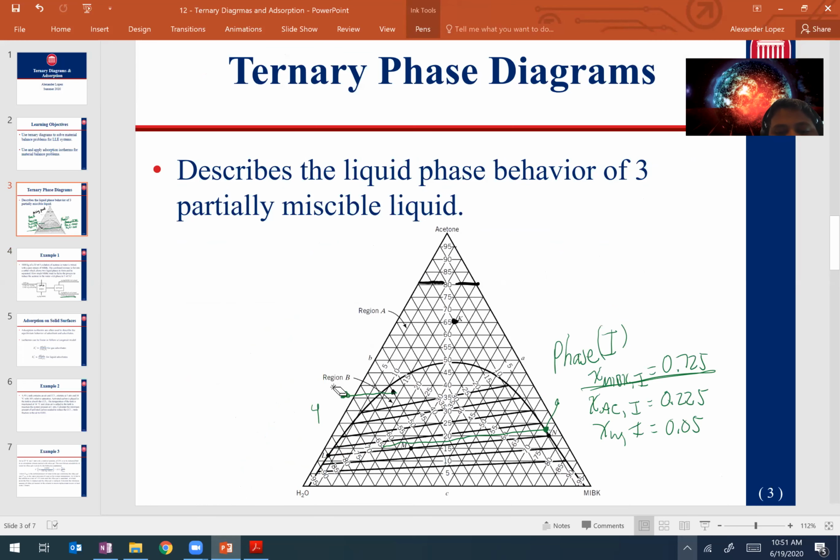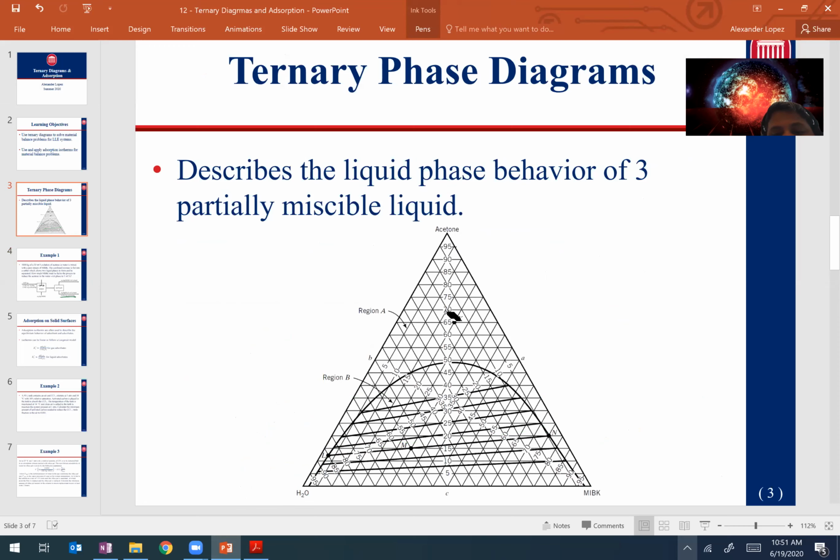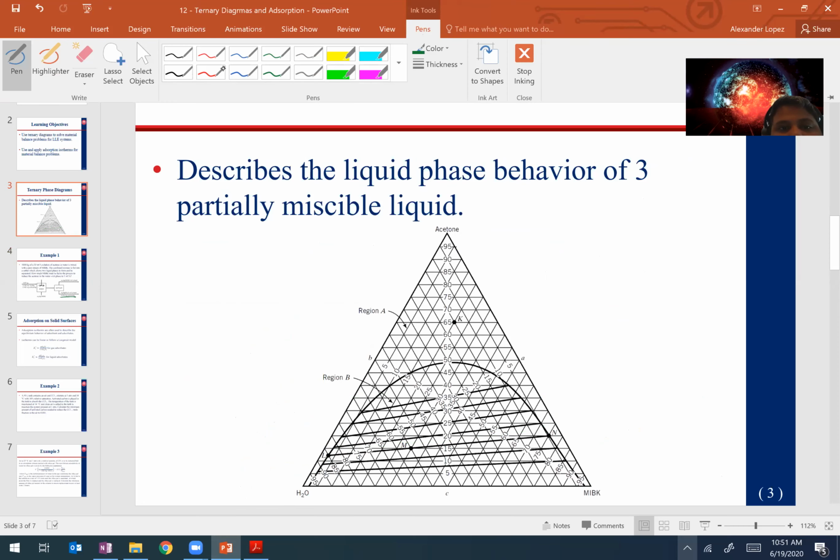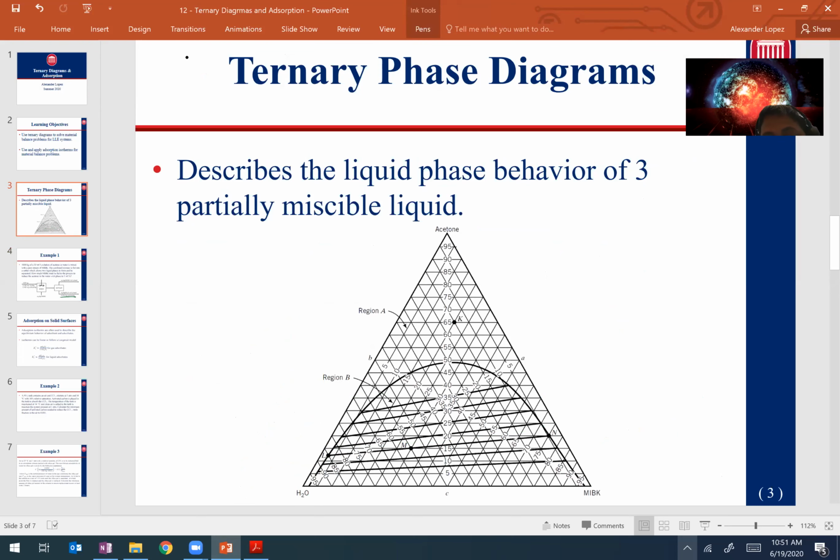Let me clean this up. So I know for that second phase, my acetone concentration should be 5 weight percent, right? Which is this line. That tells me for that second liquid phase, I should be right here. So that's the phase that I want to form.